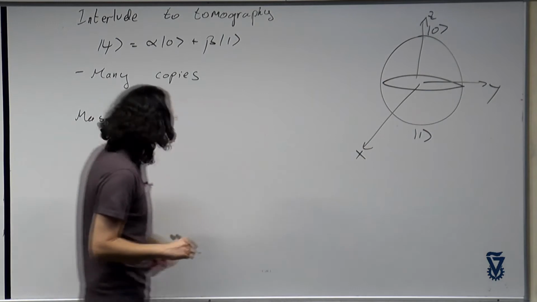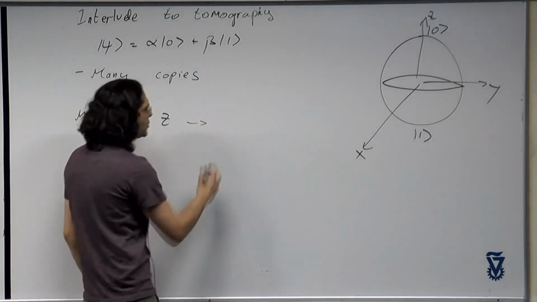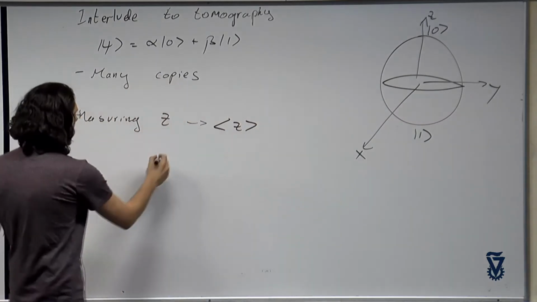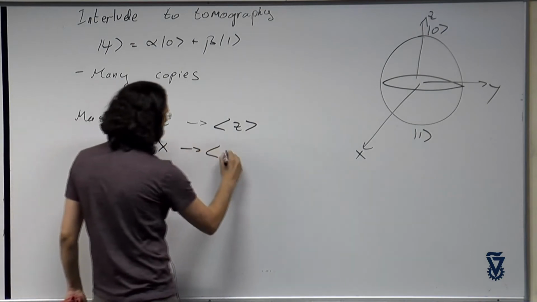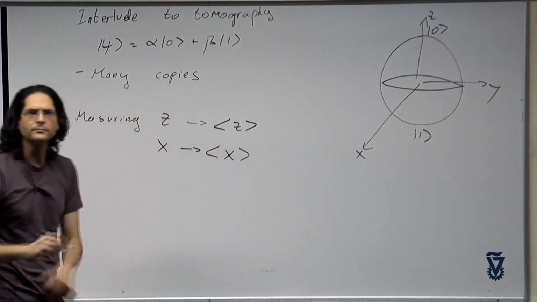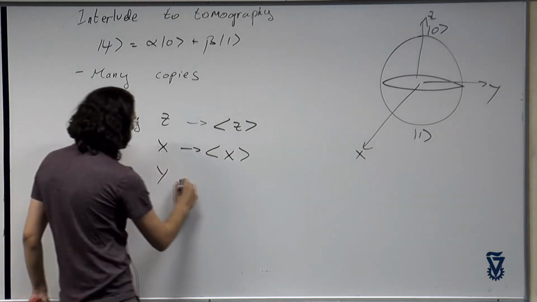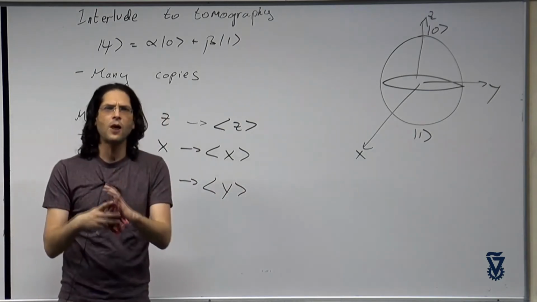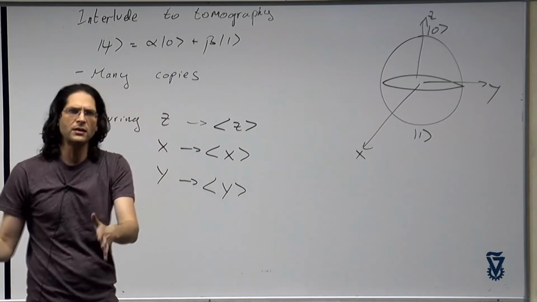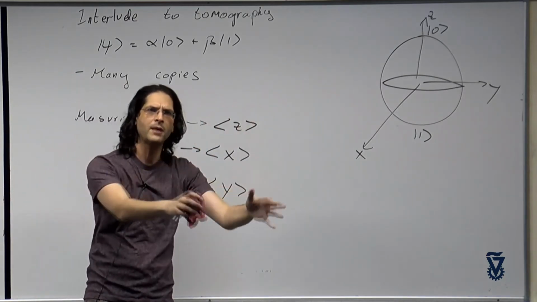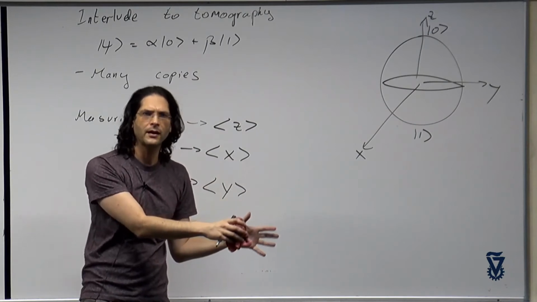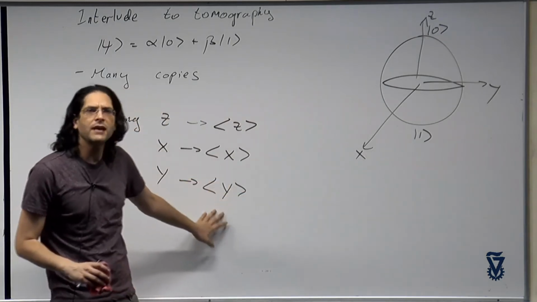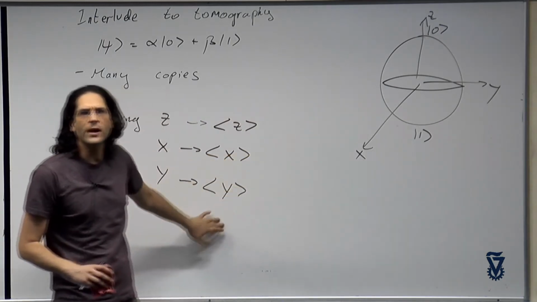Basically, if you measure z, you can infer from that the average of the operator z. If you measure x, you can infer the average of the operator x. And if you measure y, you can infer the average of y. So you do many, many statistics. You take a third of the copies and you measure z on them, a third and you measure y on them, a third and you measure x on them. Then all the x's you average down and you get average x. Same for y and same for z. And then you have x, y, and z.